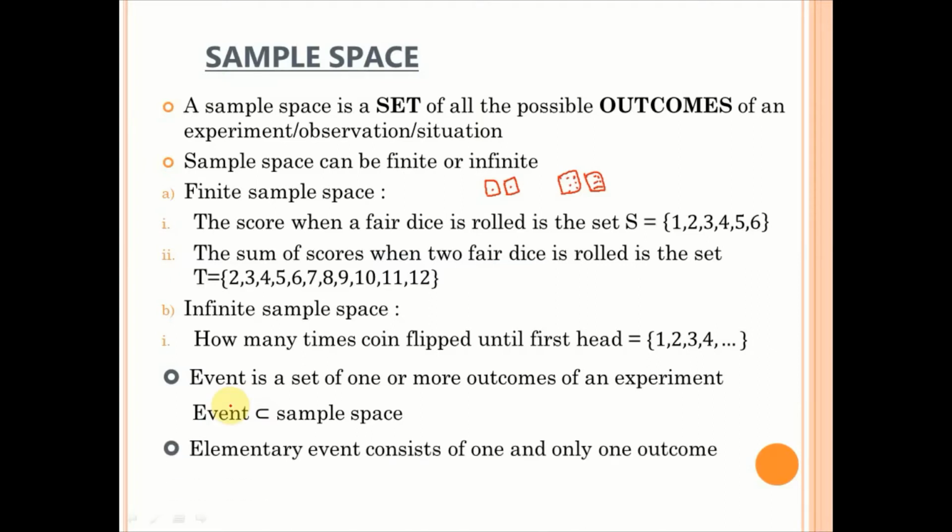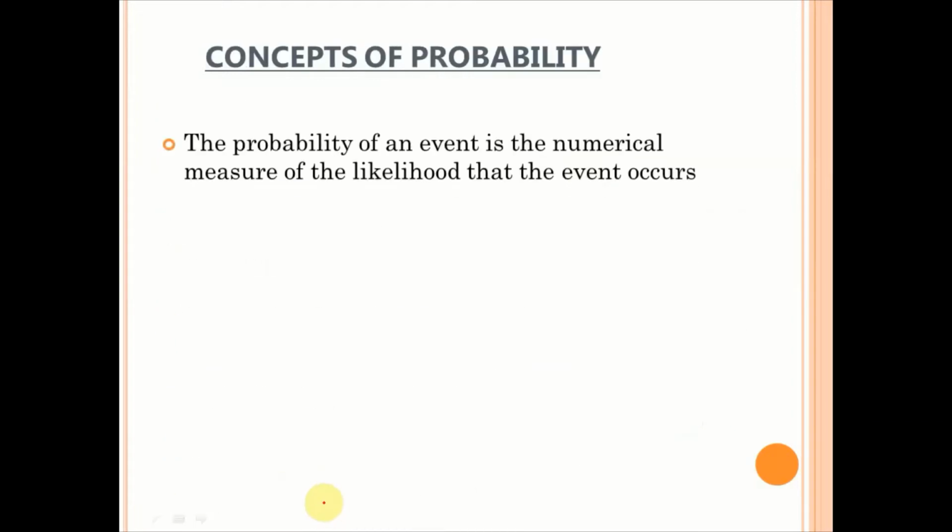An elementary event consists of one and only one outcome. For example, EA is the event when the number that comes up on a dice is 1, 2, 3. This is an event. An event is in the sample space, because the sample space is 1, 2, 3, 4, 5, 6. An elementary event is one and only one outcome. An example of an elementary event is maybe this one, when the number is 1. So this is what you call an elementary event. Okay, next, concepts of probability.